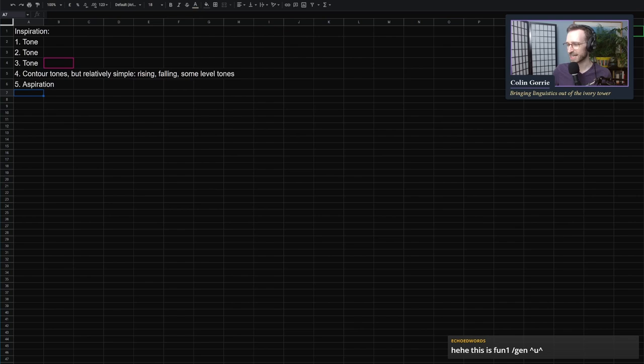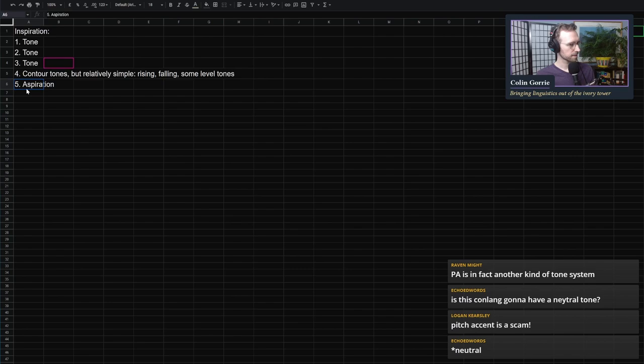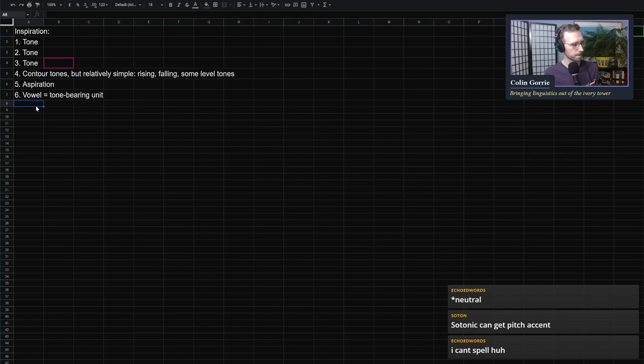Logan curiously asks, what is going to be our tone-bearing unit? Syllables, morae, vowels, sonorants. Yeah, let's just say vowels for now. Yeah, okay, just to keep it. So vowel, tone-bearing unit. Unless we want some kind of syllabic consonant, which I'm not against, but let's see.